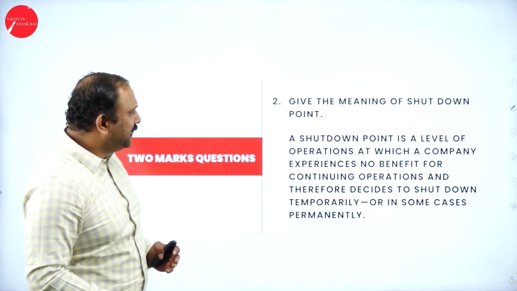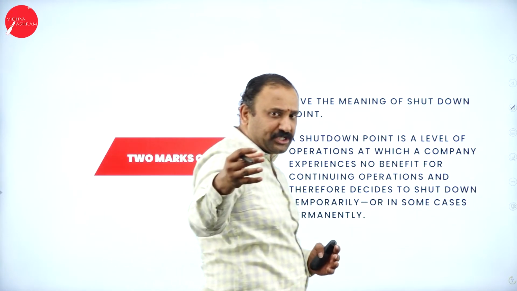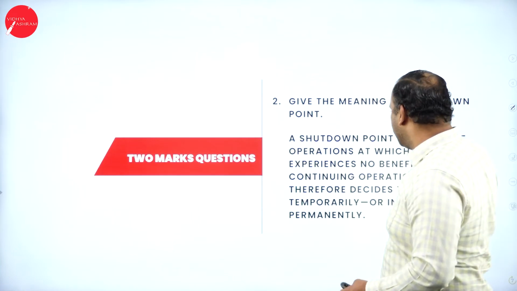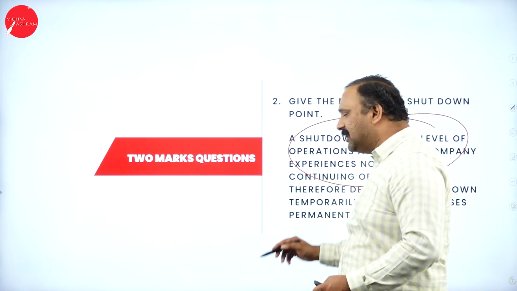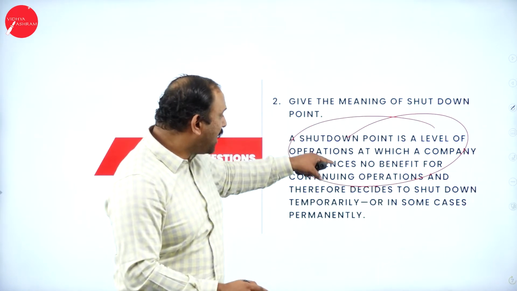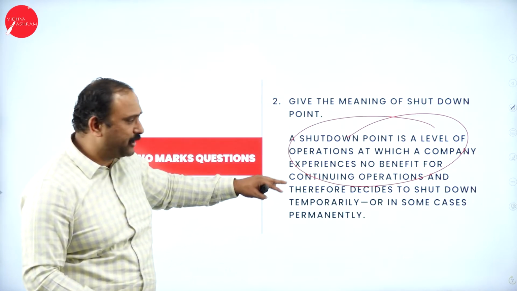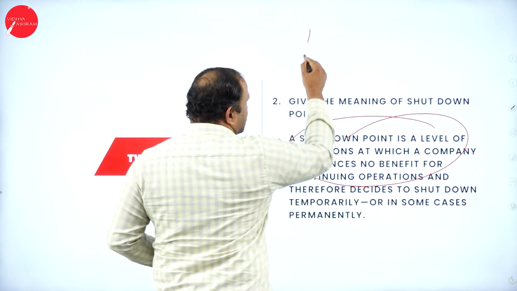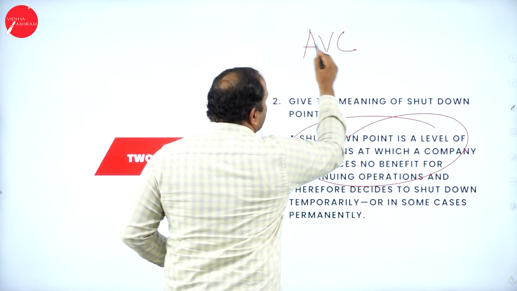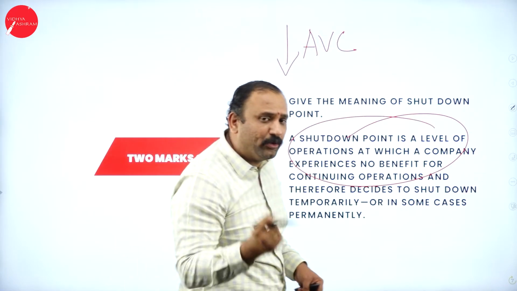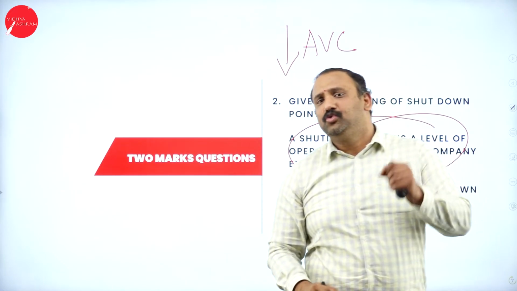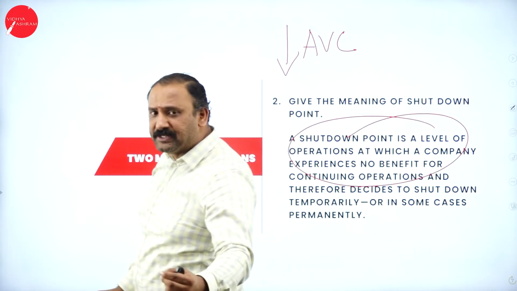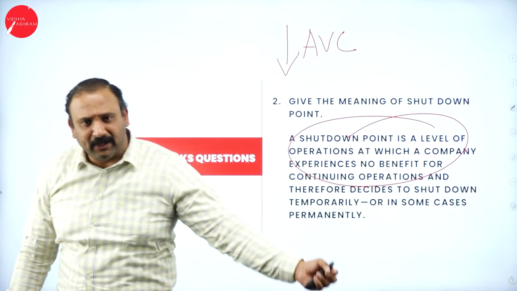Followed by, give the meaning of shutdown point. Now, nobody wants to reach a shutdown point in a business, because that's the end of the business. But from the economic standpoint, a shutdown point is a level at which the operations of a company experience no benefit at all. Let me put it in a very simple way. The moment the price of the product starts coming down below the average variable cost, that means you are not going to get anything in return. There is no point in running this business, and you are not going to make 1 rupee as profit.